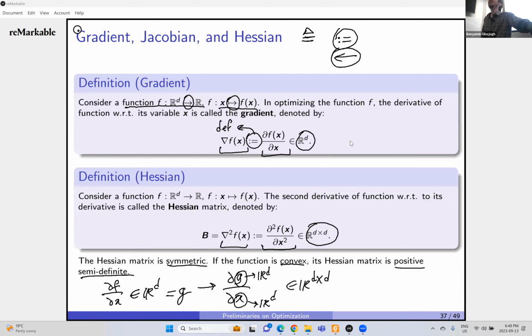So symmetric means that it is equal to its transpose. For example, assume Bij denotes the ith row and jth column of B. If it is symmetric, it means that Bij equals Bji. So if you mirror it from the main diagonal of the matrix, it becomes the same, right? So it is equal to its transpose.